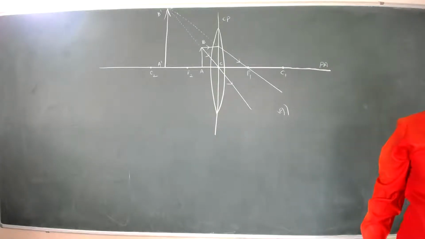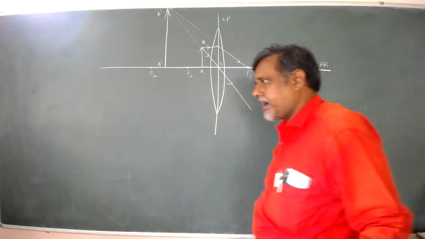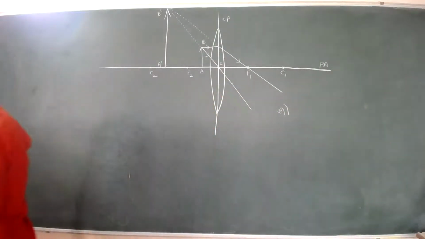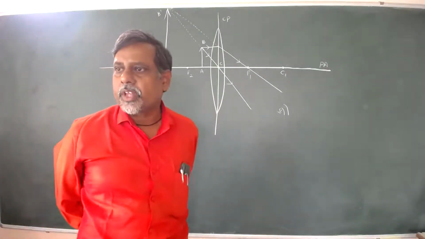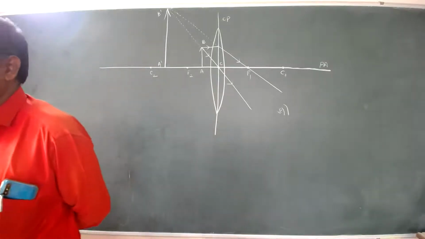Got it? Now coming to the second category of lenses, that is the concave lens. In the case of a concave lens, what kind of image formation takes place? This is what we need to discuss now. Just like the convex lens, we don't come across all these cases. In the case of a concave lens, only two cases we will have. One is when the object is at infinity. The second one is when the object is at a finite distance.